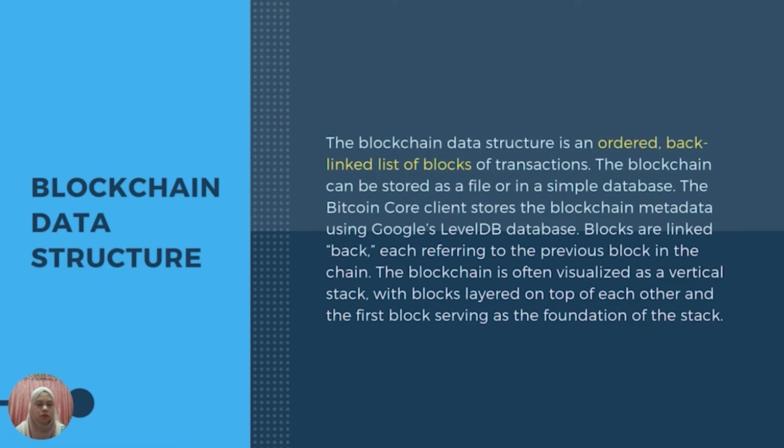Okay, now we move to the blockchain data structure. The blockchain data structure is an ordered, back-linked list of transactions. The blockchain can be stored in a file or a simple database. In this situation, blocks are linked back, each referring to the previous block in the chain. So the blockchain is often visualized as a vertical stack.